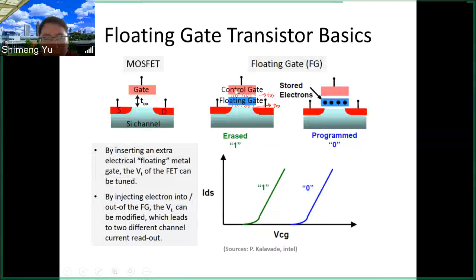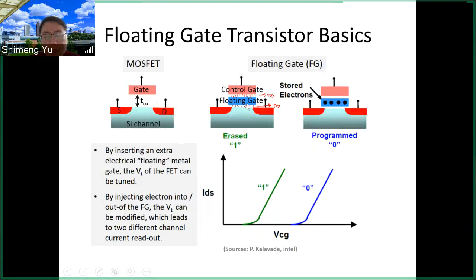So the control gate is similar like the regular gate, where you can apply the voltage. So this is like the terminal to the external circuitry. But the floating gate is floating, so you don't have the direct access to the floating gate. So then this is somewhere in the middle, like floating. You don't have the direct access. As floating gate is separated from the control gate through this oxide, or this is also separated from the channel through another oxide. So this is somewhere in the middle.